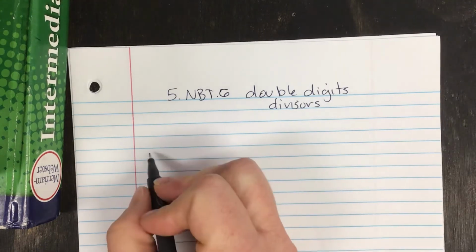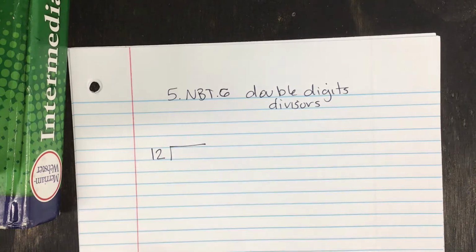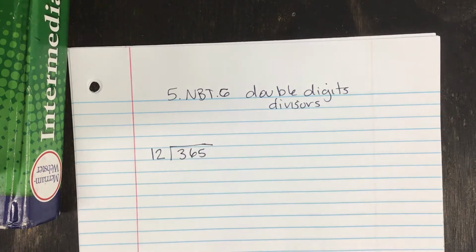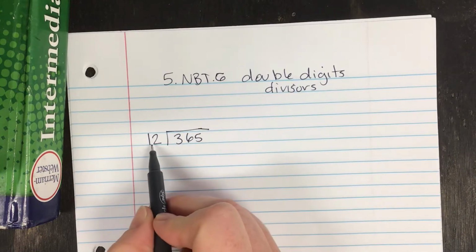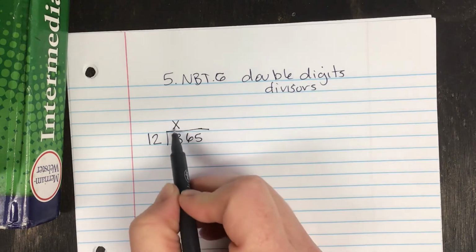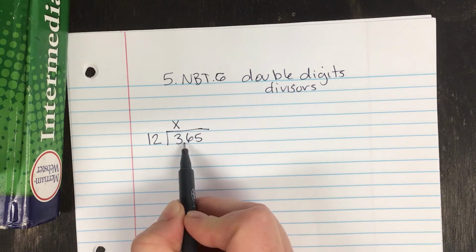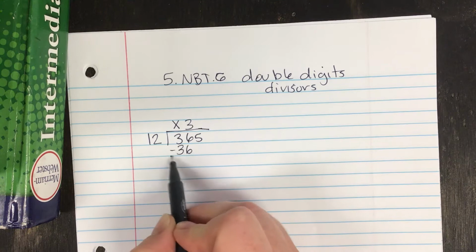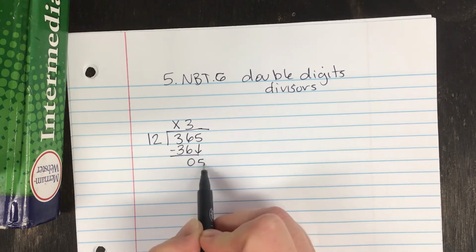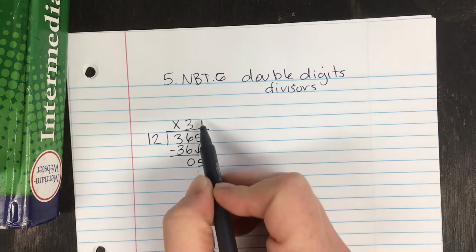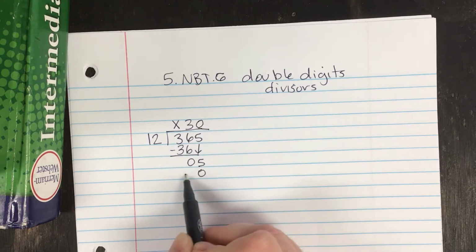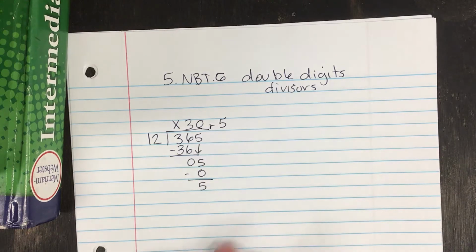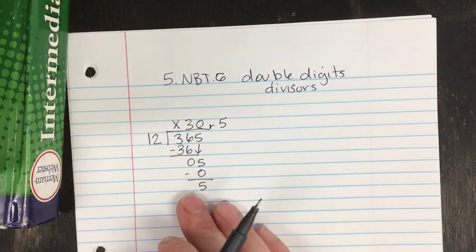We already know our 12s. So let's go ahead and work with that. We have 365 divided by 12. I know that I cannot get a group of 12 out of 3, but how many groups of 12 can I get out of 36? 3. 3 times 12 is 36. Subtract, you have nothing. Drop down, and that would be 0 times 12 is 0. Subtract, remainder of 5.